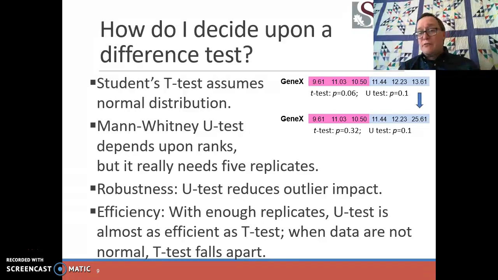If you have a whole lot of replicates, 5, 6, 7, 20, then the u-test and t-test are more or less interchangeable in how efficient they are with dealing with your data. And you might as well just use the u-test in those circumstances because it's robust against a lot of things that will cause the t-test to crumple. But if you have too few data points, you really have no option there.